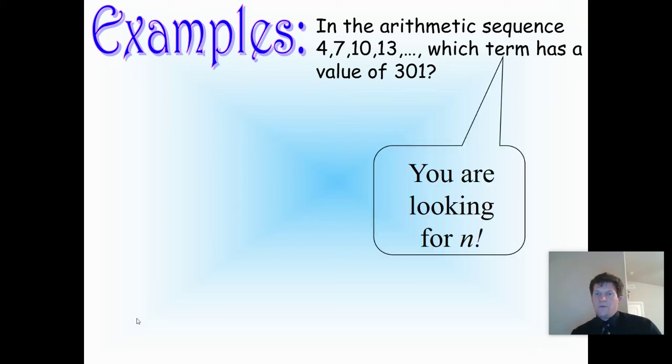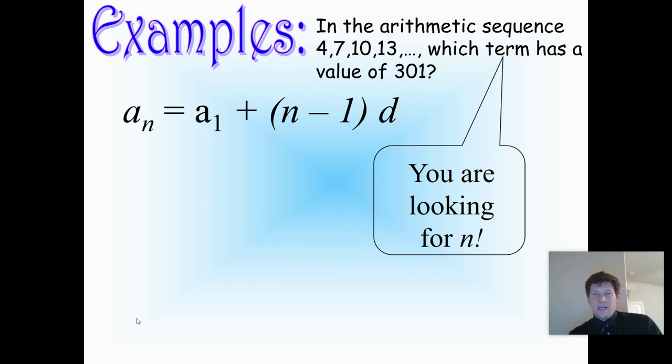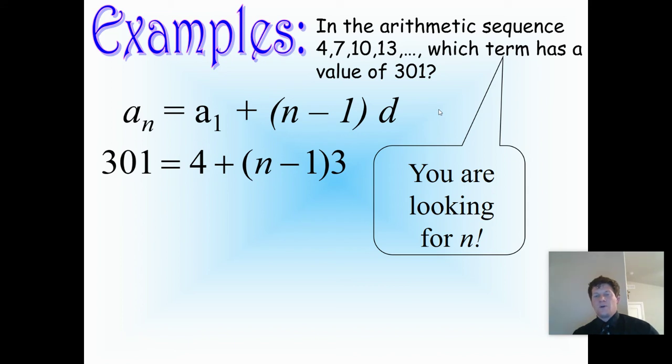So if we go back to our formula, instead of plugging in n, we're actually going to solve for n by plugging in our value 301 on the left side and plugging in our first term and our common difference and solving for n. So here's what I mean. We're looking for the term that has the value of 301. So 301 is the left side. My first term is still 4. My common difference is still 3. But the n, the position of this number in our list of numbers, is unknown.